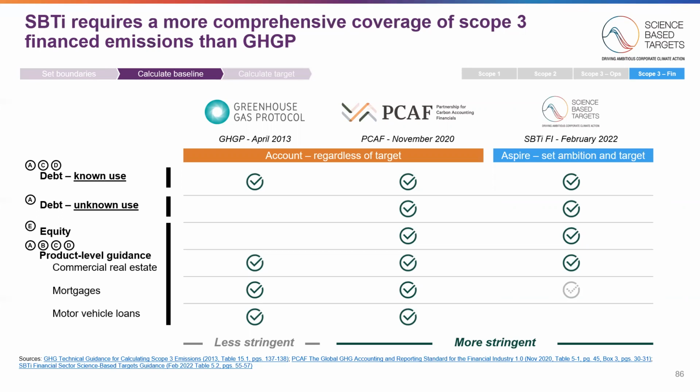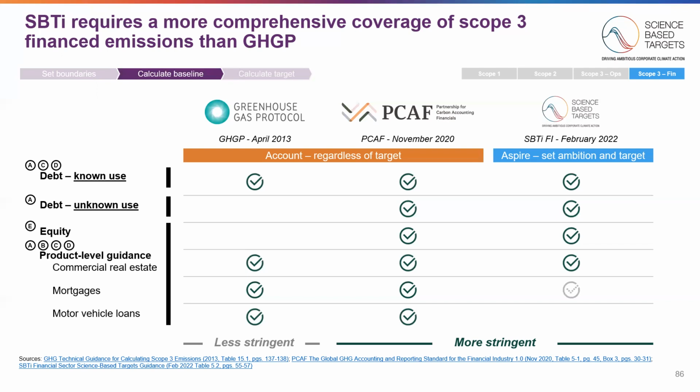One key item to note is in the bottom 3 rows, and that is that SBTI has slightly different product level guidance than PCAF standards. While both require commercial real estate, mortgages are currently optional for SBTI, and SBTI does not currently require motor vehicle loans to be covered, nor does SBTI have sector guidance available at this time for motor vehicle loans.